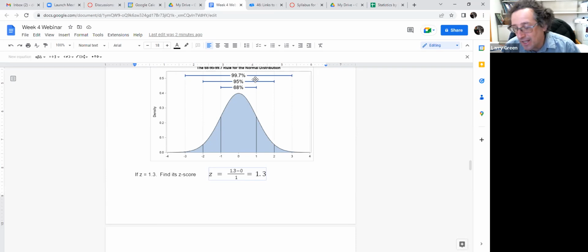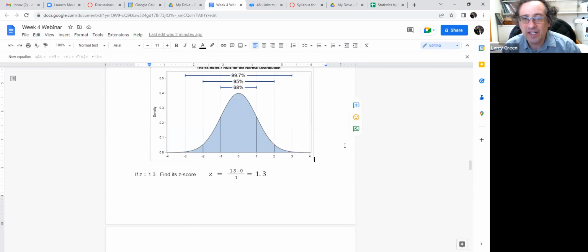So to decide whether something's an outlier, you find its Z-score. If you have a standard normal distribution, you don't do anything. But if you have something else, then you have to find the Z-score. Any questions at all on the standard normal distribution before I move on?